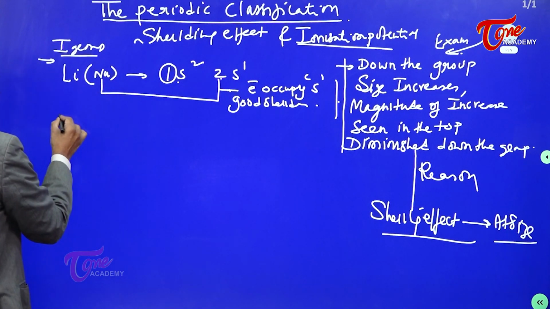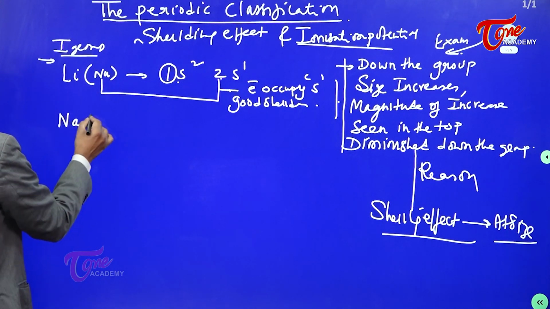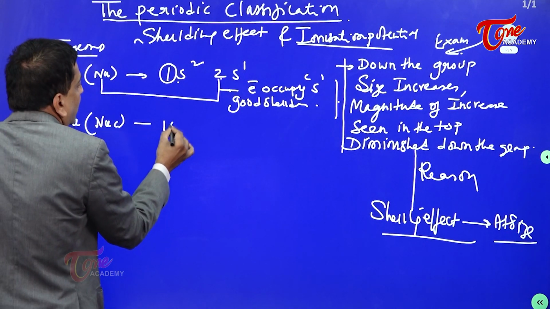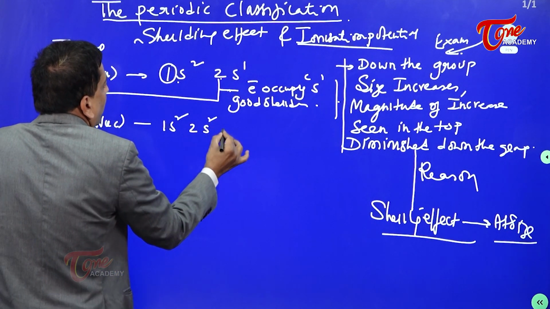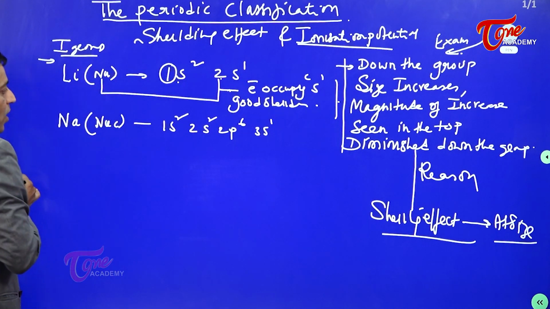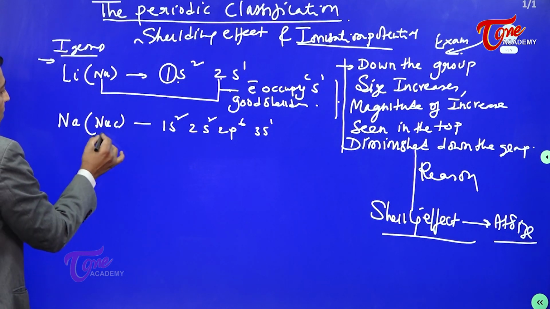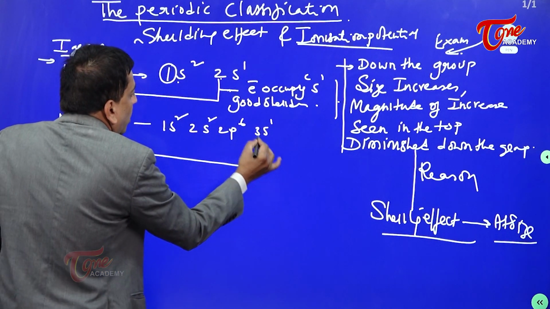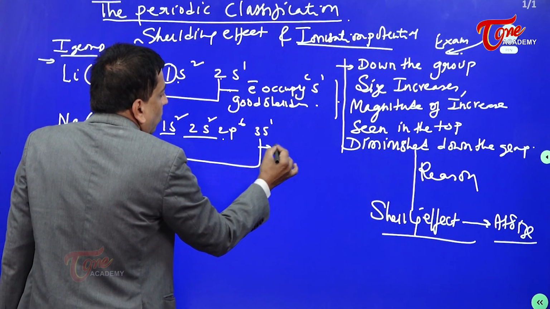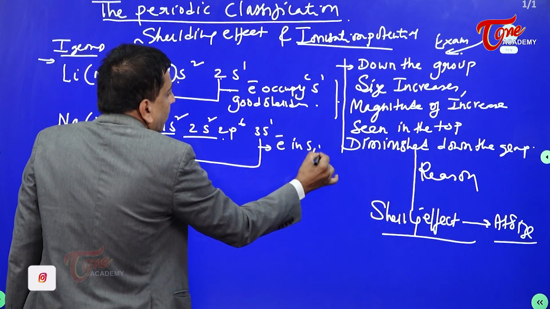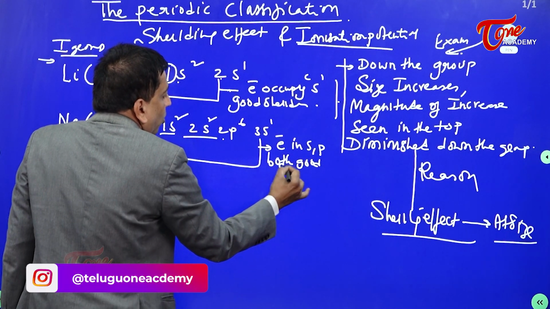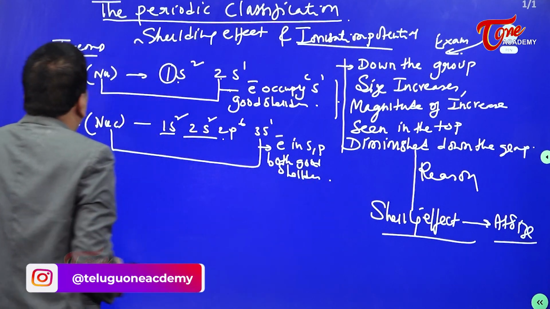Similarly, if you take sodium, this is the nucleus of sodium, and the configuration is 1s2, 2s2, 2p6, 3s1. You must understand, between the nucleus and the outermost shell, you have the electrons occupying two subshells, S and P. And both are good shielders.